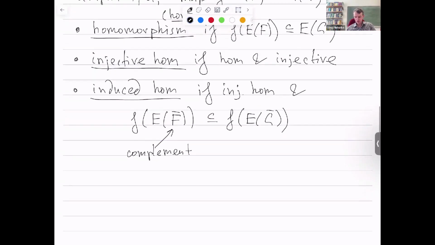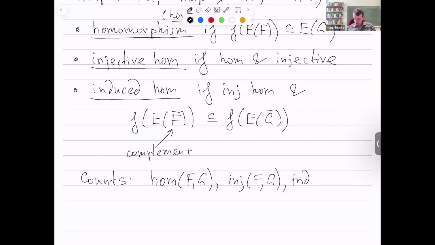Then I have these three notions. So I want to define corresponding counts. So I want to count such maps. So maybe I'll write it on the map in one line. If I count homomorphisms, I write hom(F,G). So this is the number of homomorphisms. Then if I count injective ones, this would be inj(F,G). And if I count induced ones, I'll denote this number by ind(F,G).